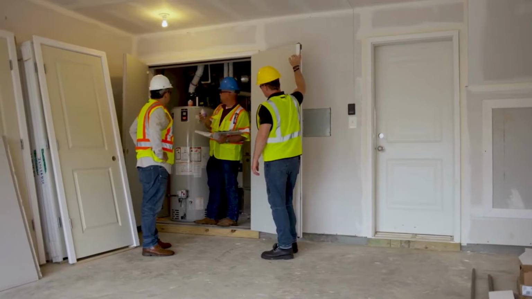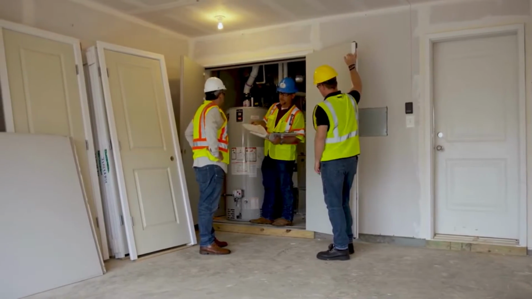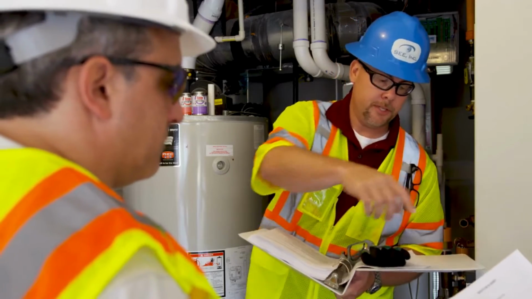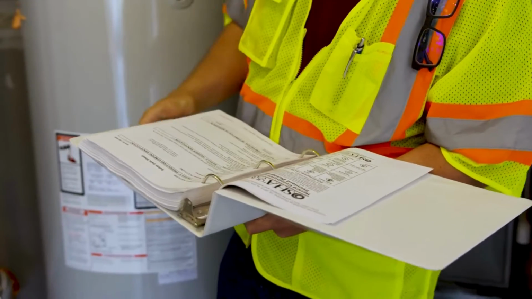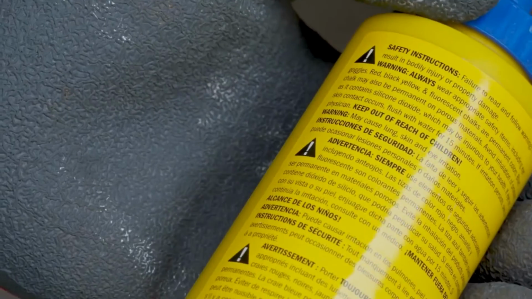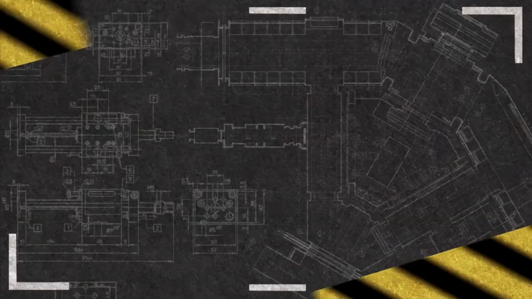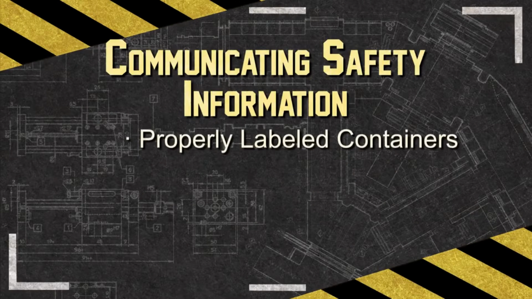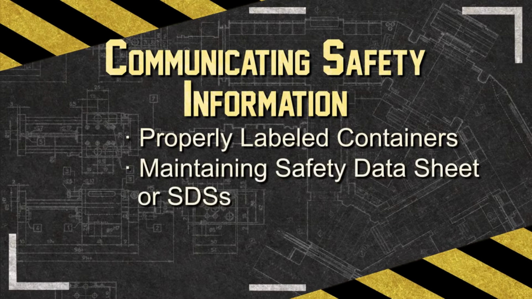Chemical safety begins with a written hazard communication program, which covers how chemical hazards will be addressed on the job site and will include a list of all hazardous chemicals present in the workplace. All workers who may be exposed to hazardous chemicals should review the program. There are two primary methods of communicating chemical safety information. One, ensuring containers of hazardous chemicals are properly labeled, and two, maintaining safety data sheets, or SDSs, which are sources of detailed information on the hazardous chemical.